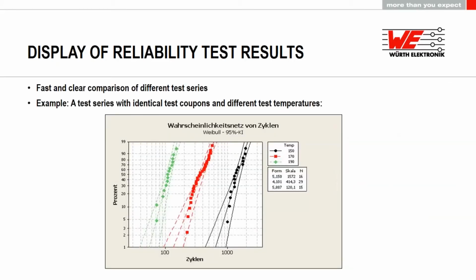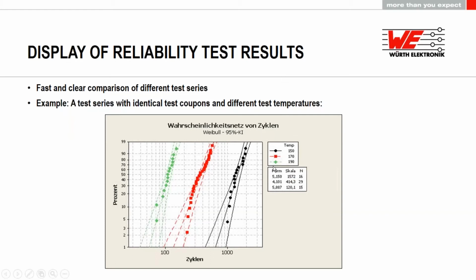Here you have an example of how well this works. We have a huge number of test coupons and we tested them at different temperatures. As expected, the hotter you test, the earlier they fail. That's what you can see within 1 second, and you can see how good it is to compare different test series. Then you have the scale parameter, which tells you that each increase by 20 degrees makes roughly a ratio of 3.5 in the reached number of cycles.